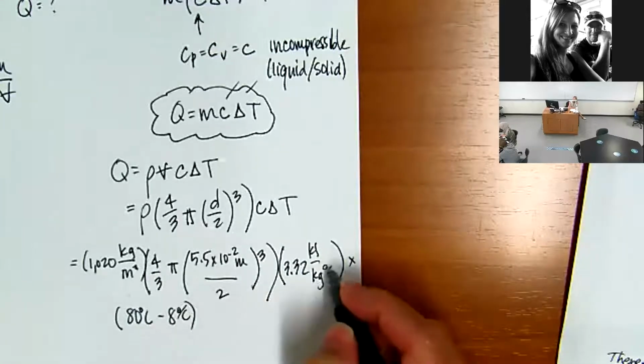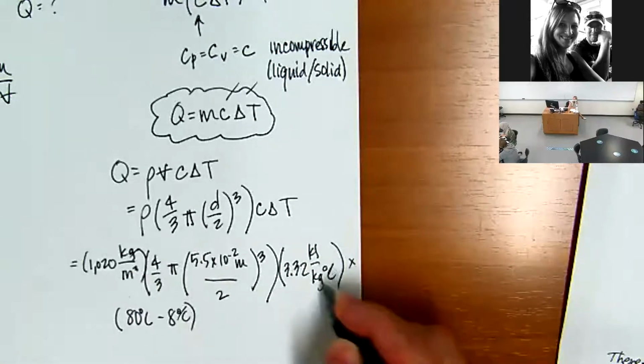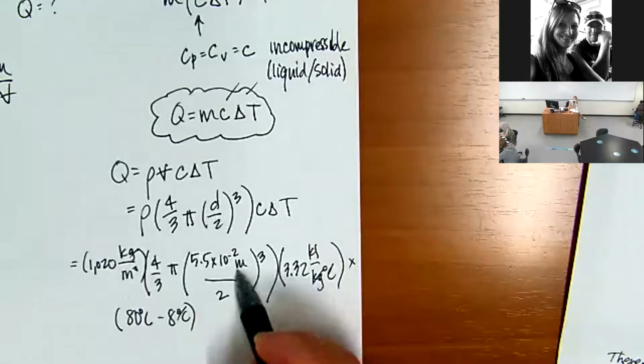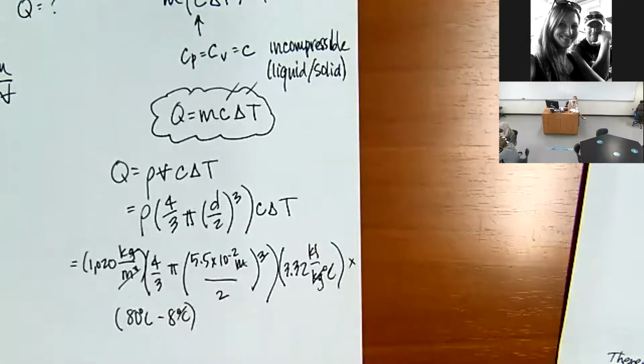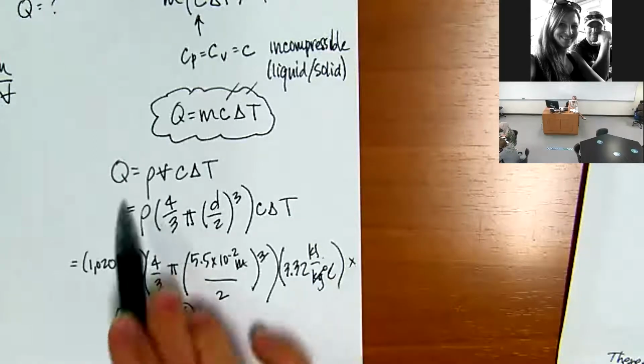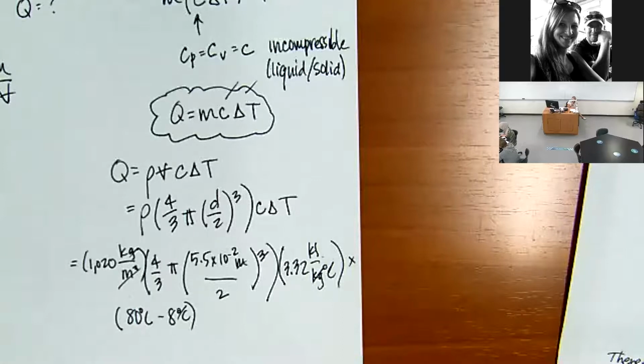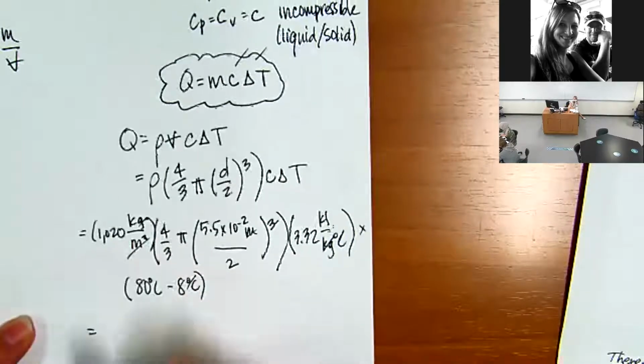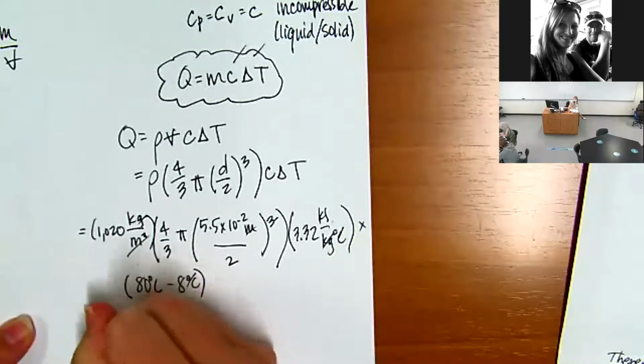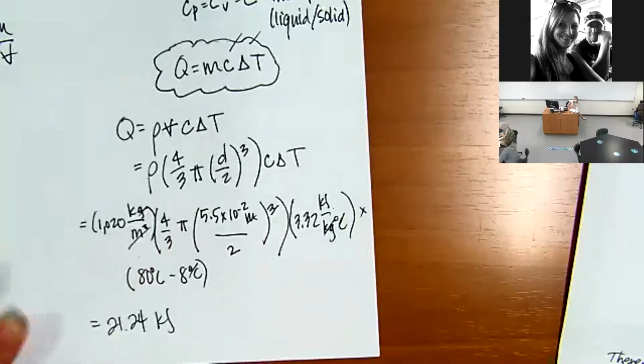So my Celsius is going to cancel, my kilograms are going to cancel, my cubic meters are going to cancel, and I'm left with kilojoules. Q should have units of kilojoules, that should make sense, that's great. When we plug this all into our calculator, we get 21.24 kilojoules.